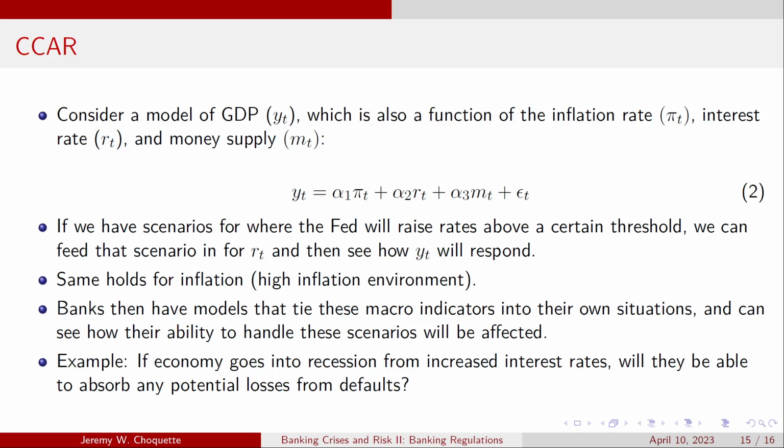Let's say you've got a model of GDP, which is a function of inflation, an interest rate, and the money supply. If you look at equation 2, you're saying GDP is a function of inflation, interest, and the money supply plus some error. If you had an unconditional forecast, you would already have estimates for what alpha 1, alpha 2, alpha 3 are. And then you just go, inflation was this today, interest rates were whatever they are today, money supply, whatever it is today, output is whatever it was today. Then we push it one period forward, so instead of going from pi t, you go to pi t plus 1.